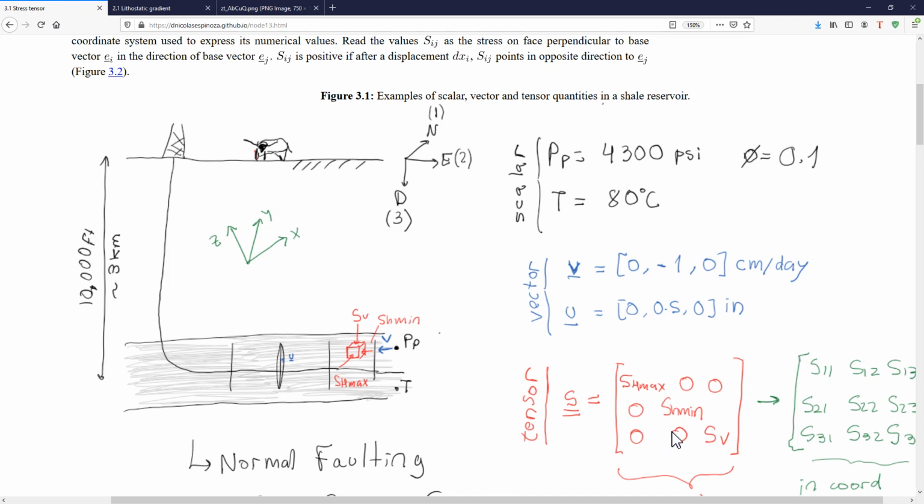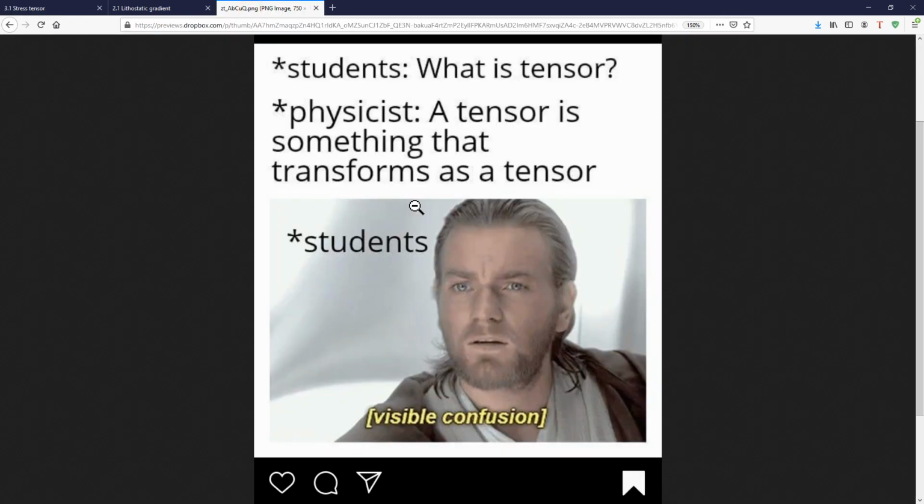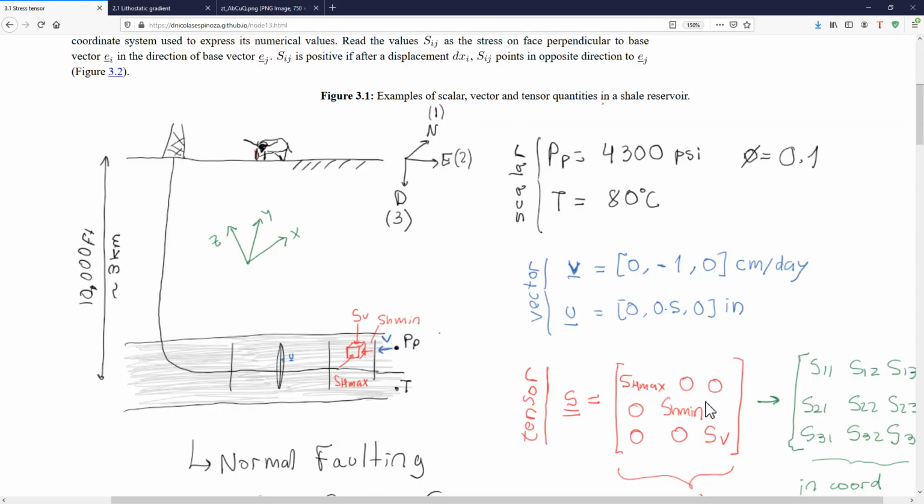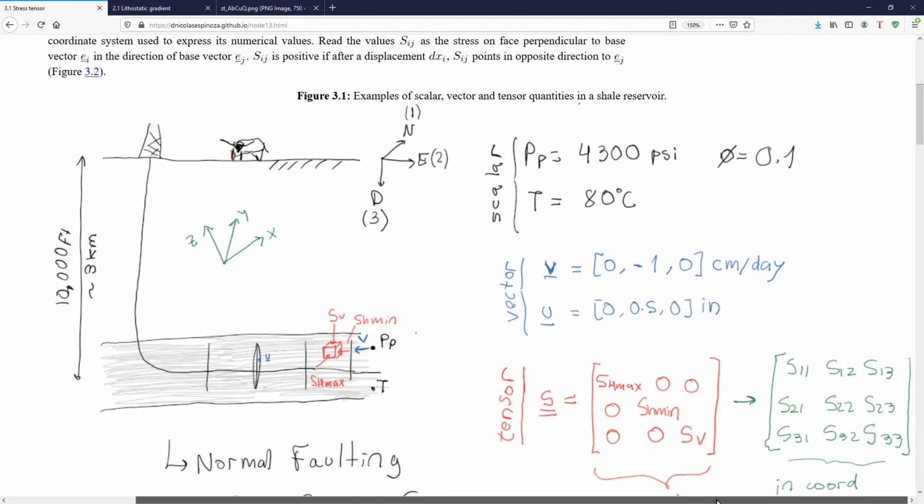And what is a tensor? Don't be confused about that. Unlike this meme over here, it's not as complicated as it looks. The tensor is just going to be a higher order mathematical entity in order to describe a physical quantity. And in this case, this is going to be a stress. Again, scalar, vector, and then a tensor, and now we need a matrix.